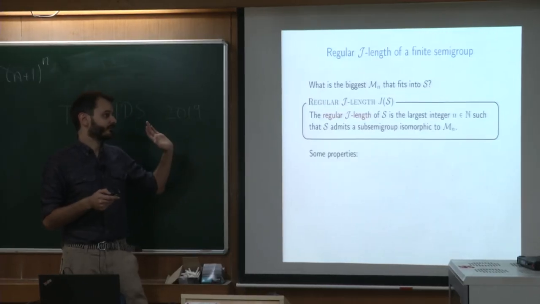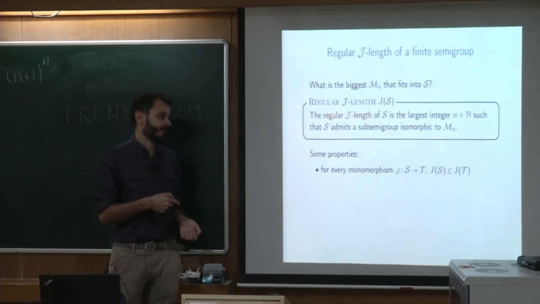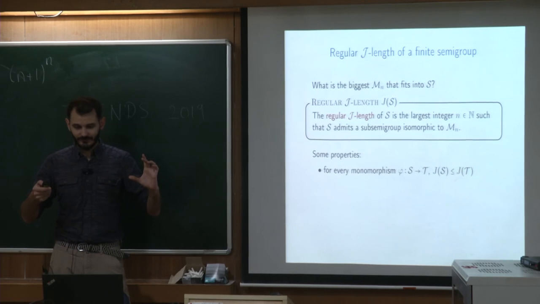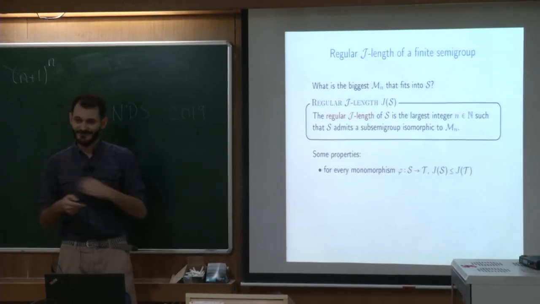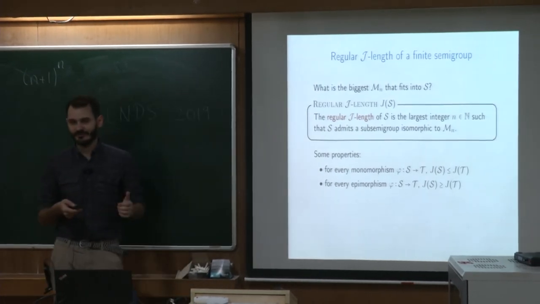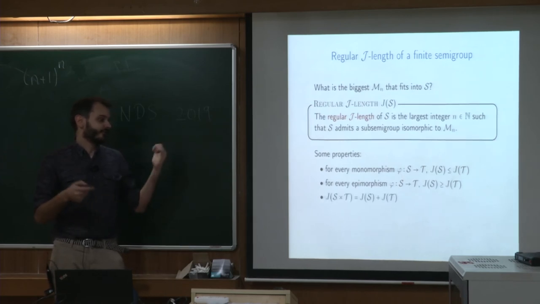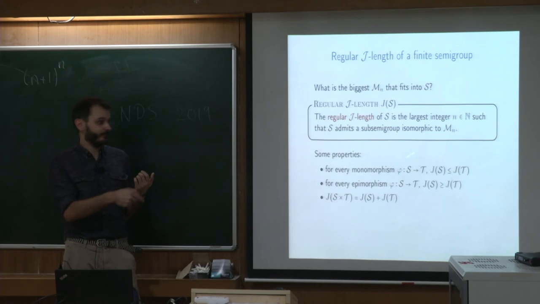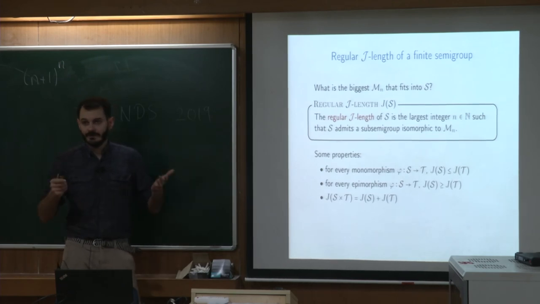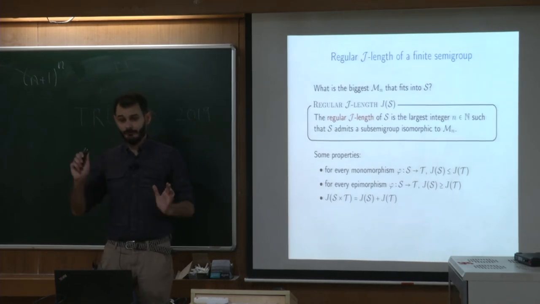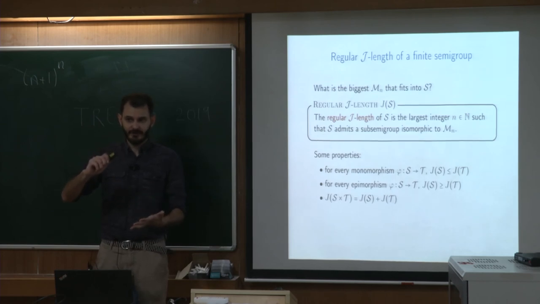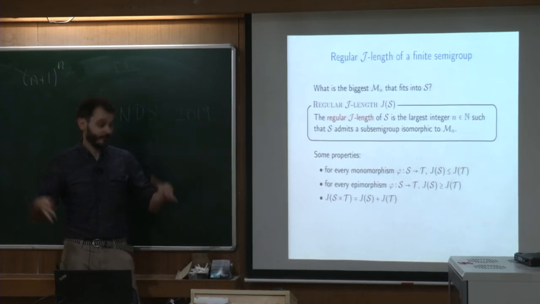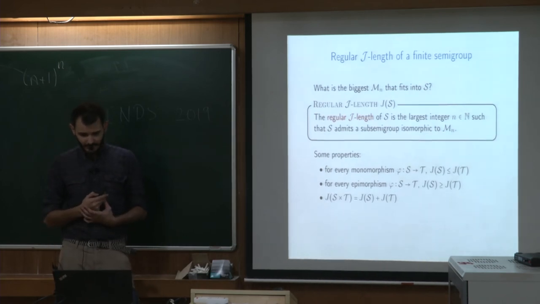Some more things about this regular J length. It has nice properties. For example, if you have an injective semigroup homomorphism, the regular J length goes in the way you expect it to. Same thing for a surjective homomorphism. And the regular J length of a direct product is just the sum of the regular J lengths. Once again, these properties are not true for the J length. You can have subsemigroups of your semigroup that have a bigger J length than the semigroup itself. For the regular J length, that's not possible: if you take a subsemigroup, your regular J length has to be decreasing.